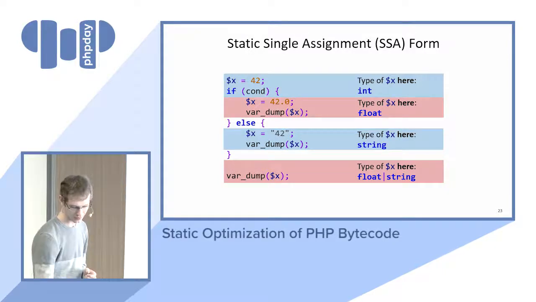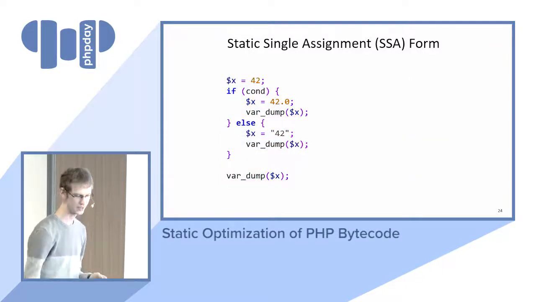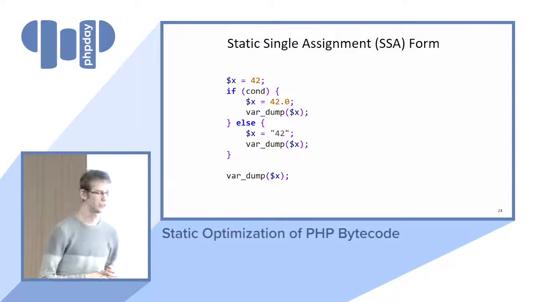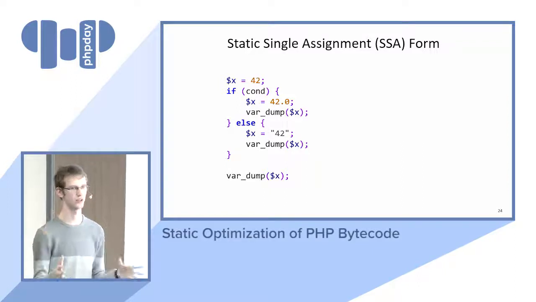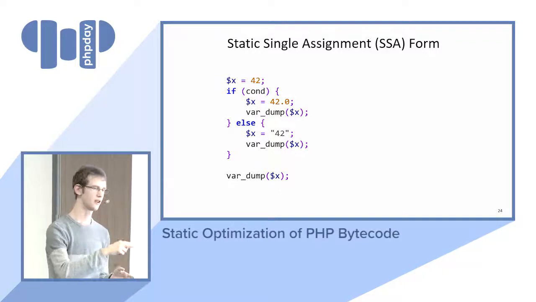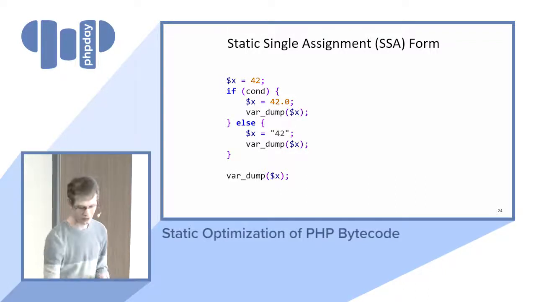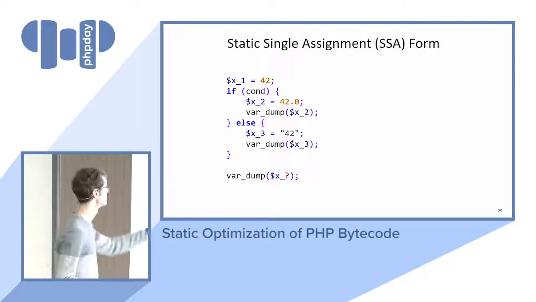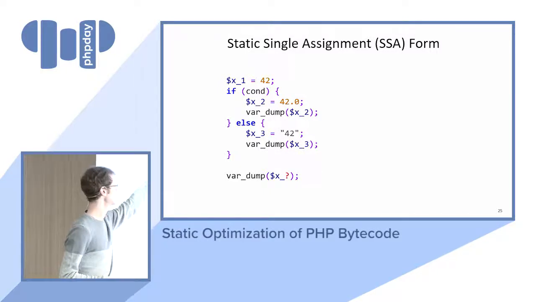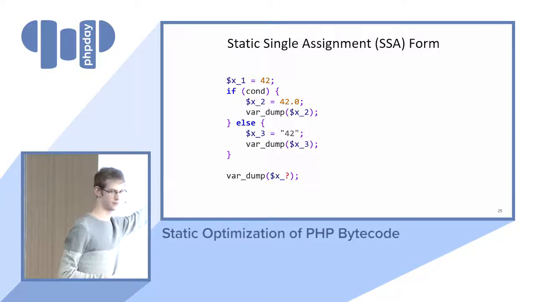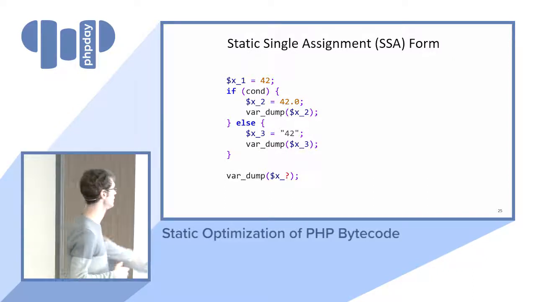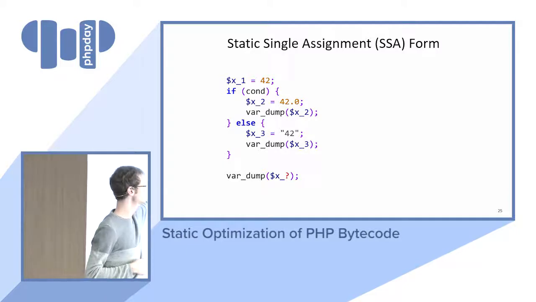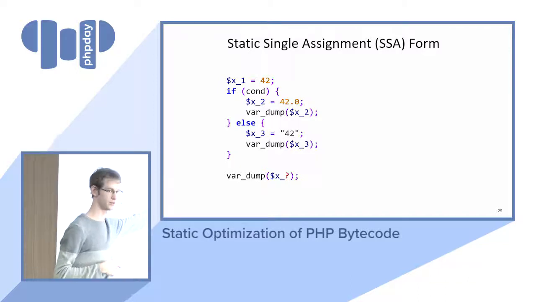So what we do instead is we use something called SSA form, static single assignment. And the name already kind of says it. Basically, instead of having a single variable, each time we assign to the variable, we actually assign to a new variable. So instead of having x, we have x1. That's the first assignment. Then the second assignment goes to x2, and the third one goes to x3. Of course, we also have to rewrite the uses. So for example, the if branch writes to x2, so the var dump also has to use x2. And the else branch writes to x3, and the var dump uses x3.